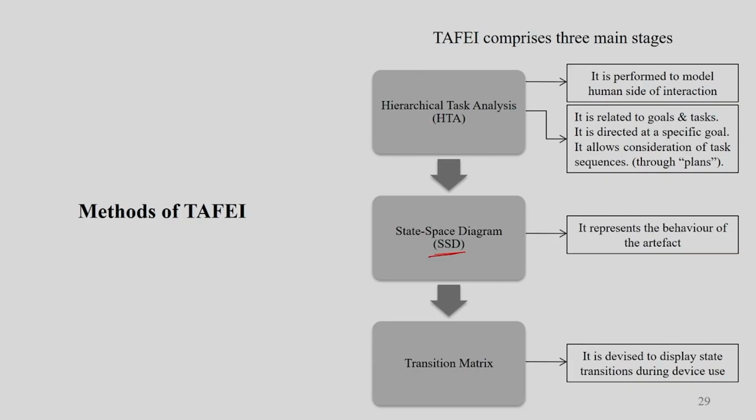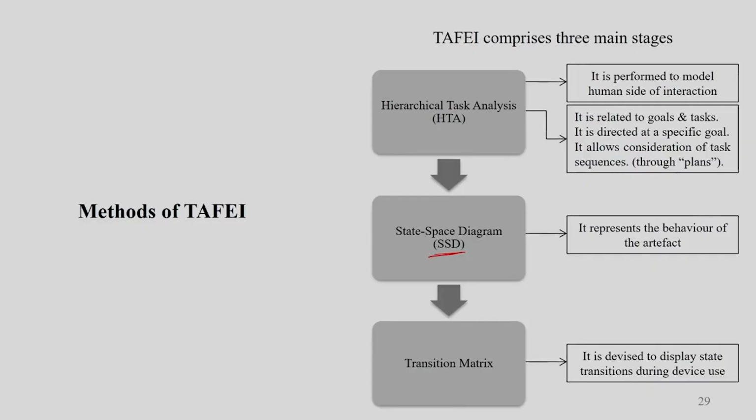Now, hierarchical task analysis is performed to model the human side of the interaction. So here the major objective is to understand the human actions. In TAFEI, when we do the hierarchical task analysis, we will majorly concentrate on the human action, because in the whole system we are identifying or predicting the human error.